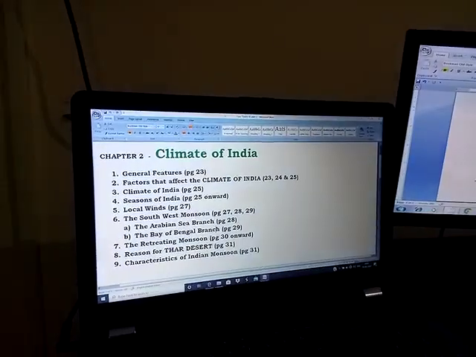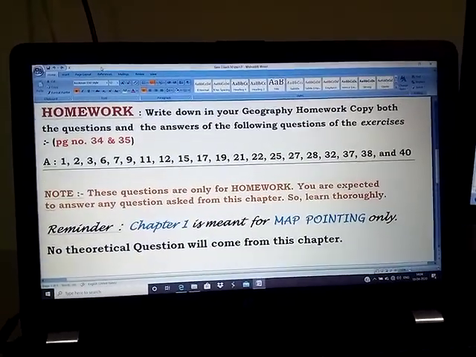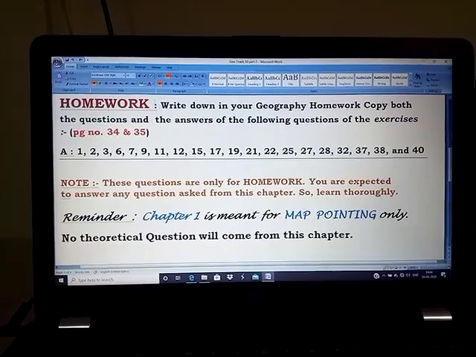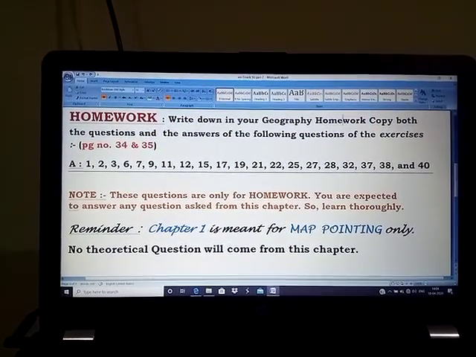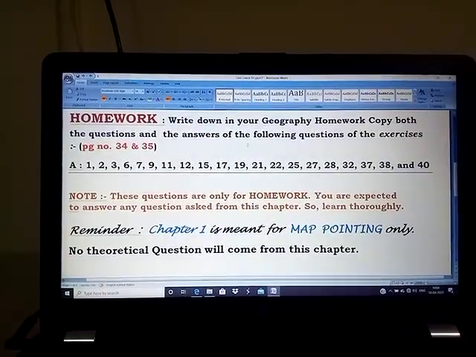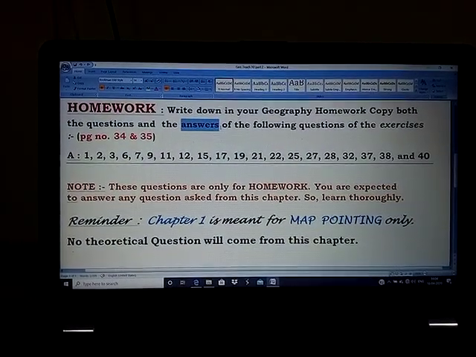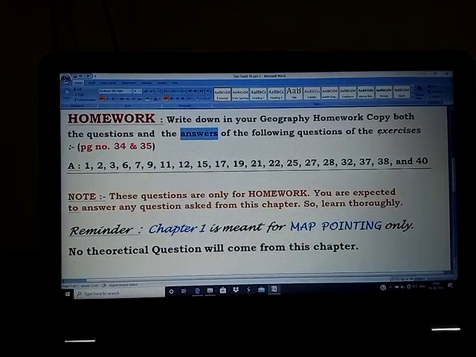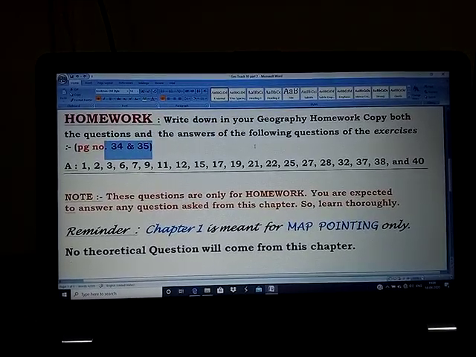Now we have some important information regarding your homework. Write down your homework in the geography copy, both sides ruled as you did last year in standard 9. Please write both the questions as well as the answers. You will find those questions and answers in the exercise on pages 34 and 35.